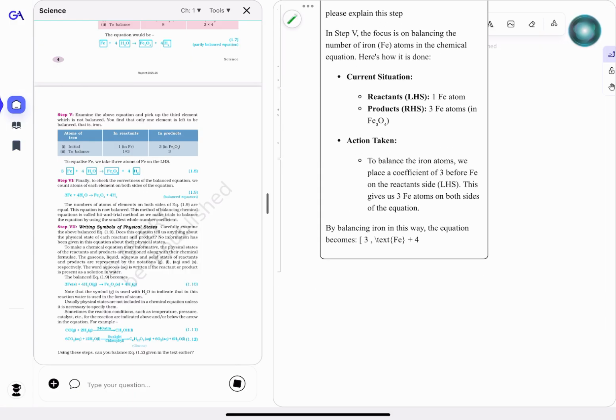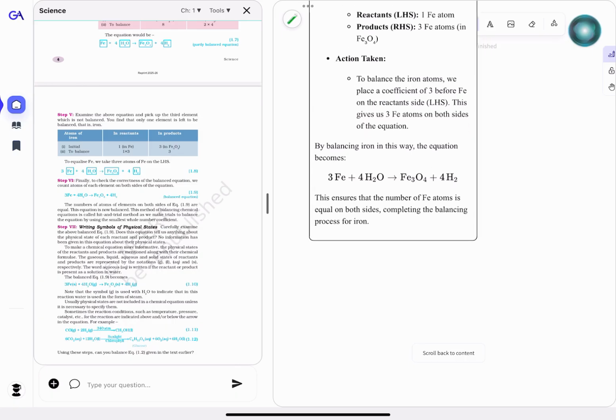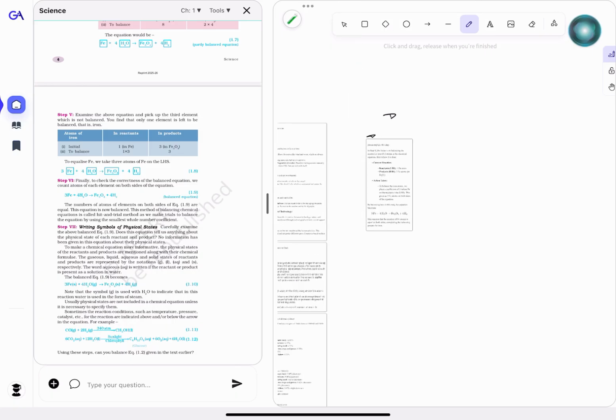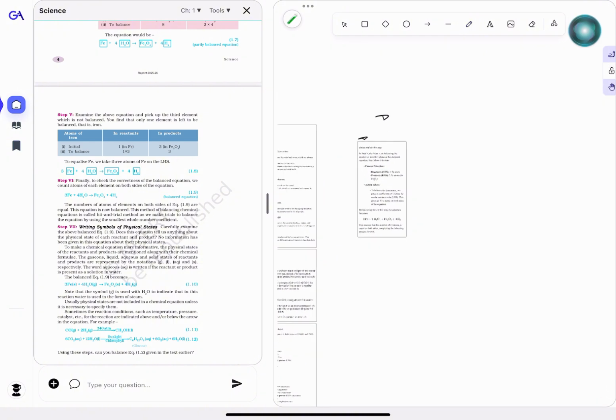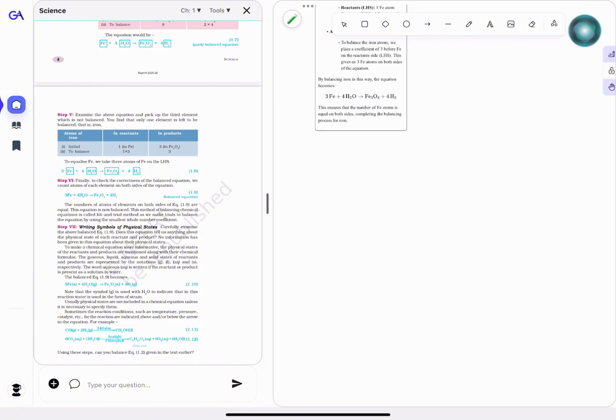In step V, the focus is on balancing the number of iron (Fe) atoms in the chemical equation. Here's how it is done.